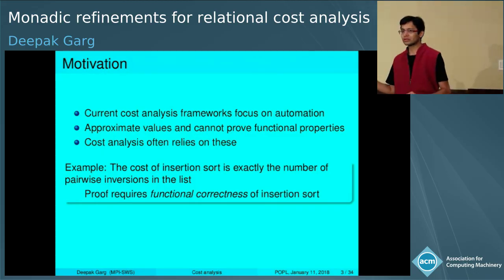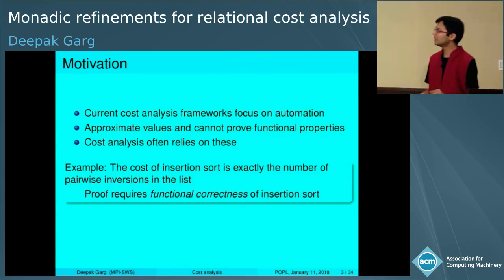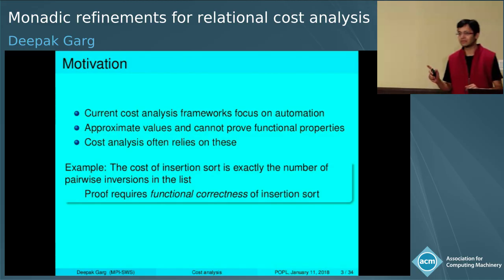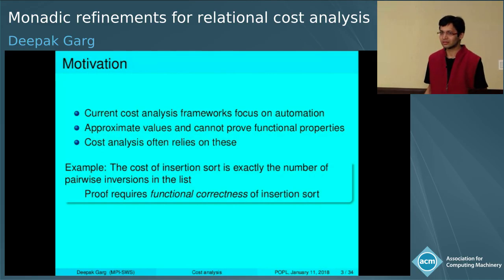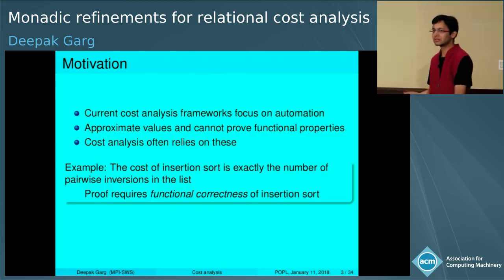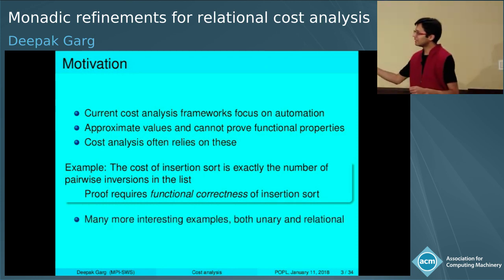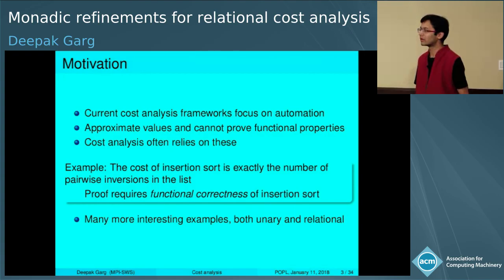This proof is also very elementary. You can do it by straightforward induction on the steps of the algorithm, except that when you come to the recursive case, you will realize that you first need to know as a lemma that the algorithm is functionally correct, meaning that it actually sorts the list. So the point here is that if you have a cost analysis that is not expressive enough to do functional correctness of insertion sort in the first place, it will not be able to do this proof. And there are many other such interesting examples where there's an interaction between cost analysis and functional correctness, both in the unary and relational settings, and I will show you one more later on.